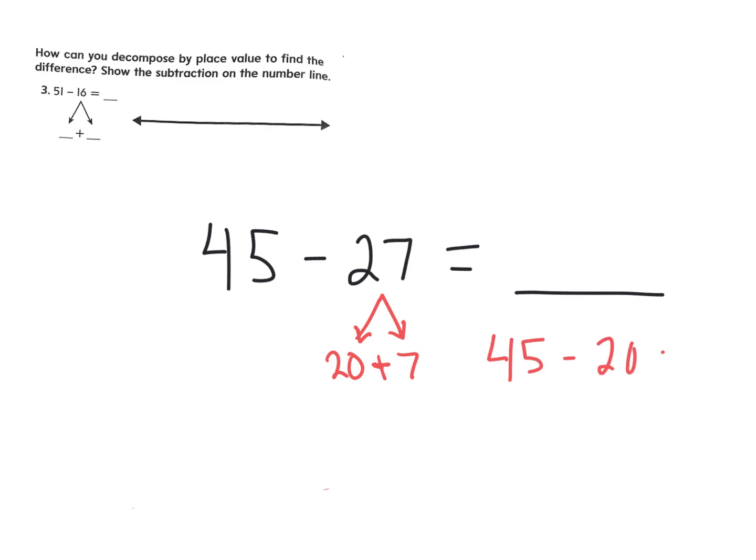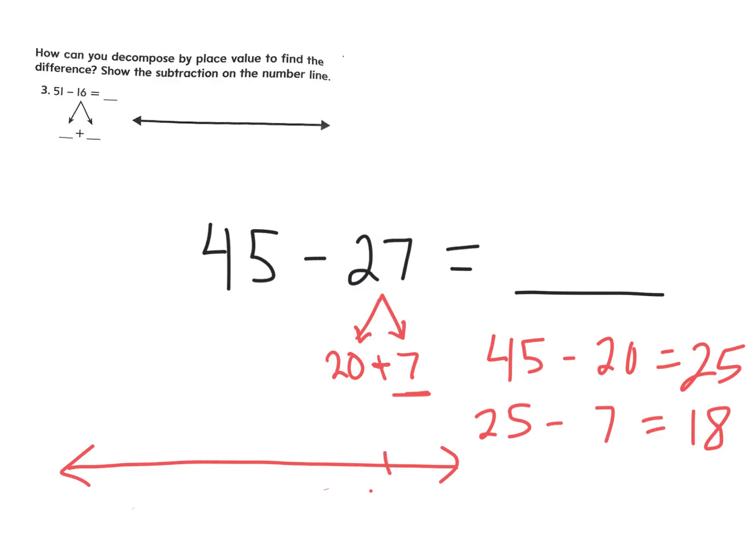So 45 minus 20 equals 25. And then we're left with 25 minus that additional piece, 7. And we know that's 18. This is actually the tricky part for the students to figure out because it crosses over a 10. It crosses the 20. So they suggest using a number line to subtract.